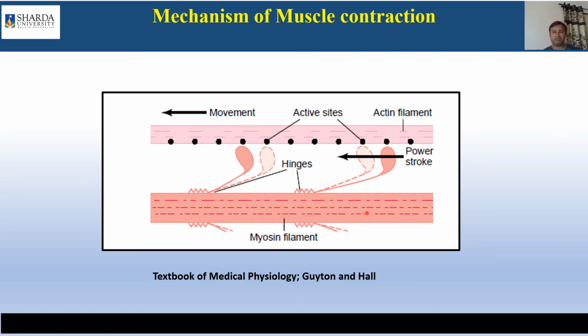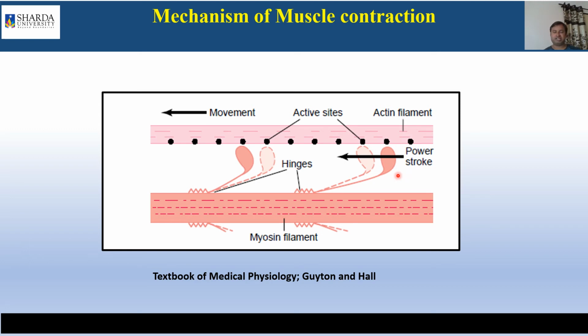In the second step, the myosin filament, whose cross bridge we have already discussed has ATPase enzyme activity, binds ATP. The ATPase enzyme breaks down ATP and releases energy. This energy is responsible for the tilting of the cross bridge. As a result, the cross bridge tilts in the forward direction, and this phenomenon is called the power stroke.